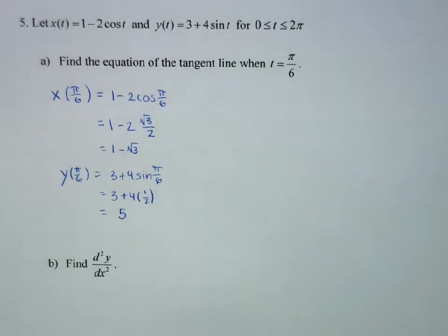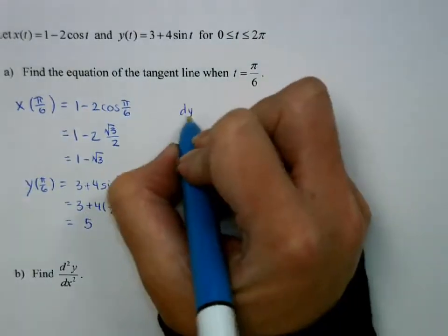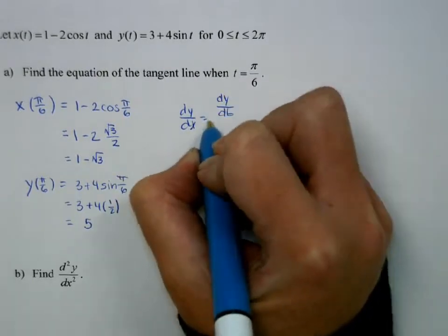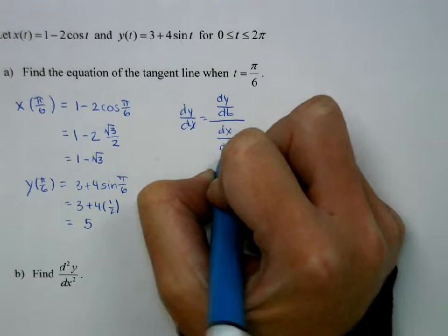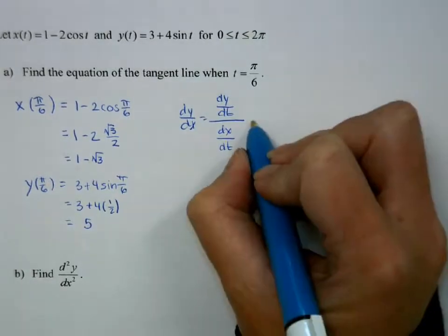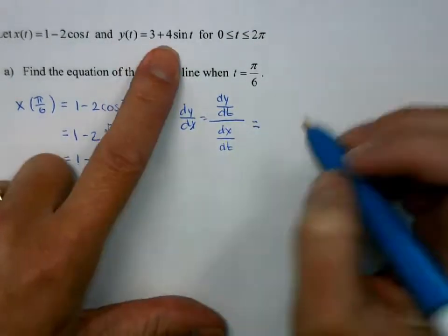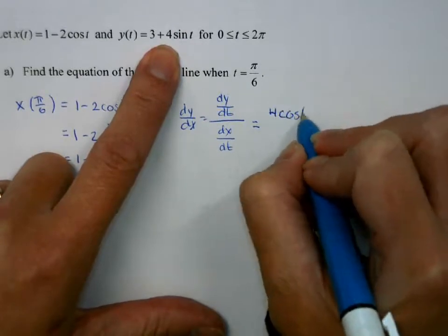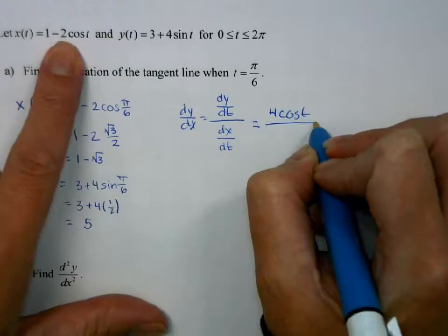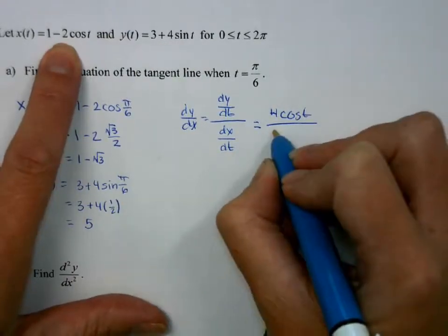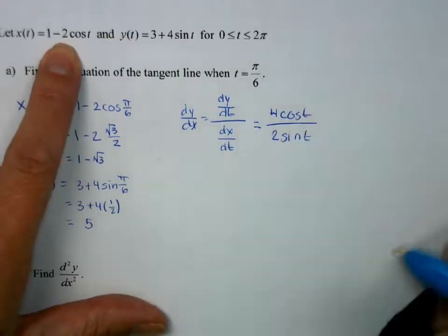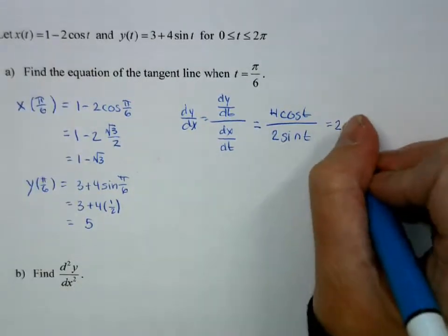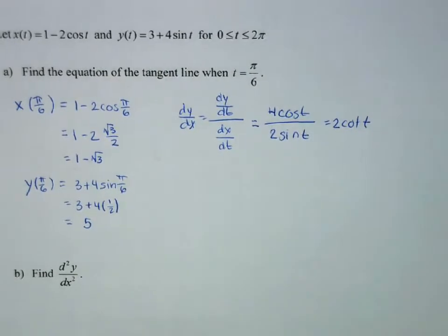Our slope, dy dx, is going to be dy dt over dx dt. So the derivative of y is going to be a positive 4 cosine t over the derivative of this one, which is going to be a positive 2 sine t, since the derivative of cosine is negative. So this is 2 cotangent t, if you wanted to simplify. Now we need the slope.